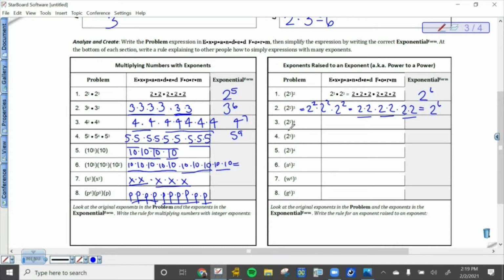Let's go on. The next one, we have 2 squared to the 4th power. So we're going to have 4 2 squareds. So that's going to be 2 times 2 times 2 times 2 times 2 times 2 times 2 times 2. So how many 2's are there now? 8. Yeah, this is going to be 2 to the 8th. You got it? Want to keep going? Or do you want more examples?